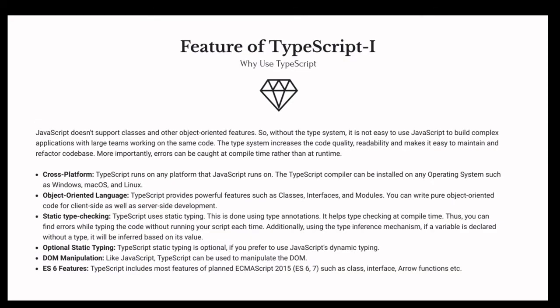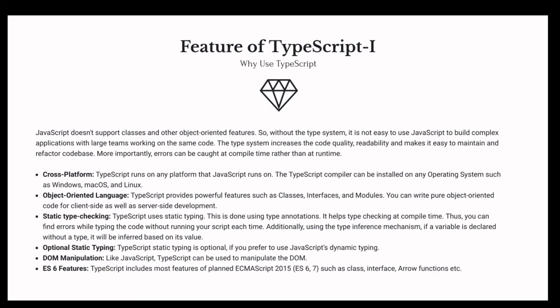Now let's talk about the features of TypeScript: what features TypeScript provides us, and why we use TypeScript. As we know, JavaScript does not support object-oriented features, so it's quite difficult to maintain the code or to create and use objects. And it is not easy to use JavaScript to build a complex application. For small applications JavaScript is good, but for a complex application, when larger teams work on the same code, it's very difficult in JavaScript.